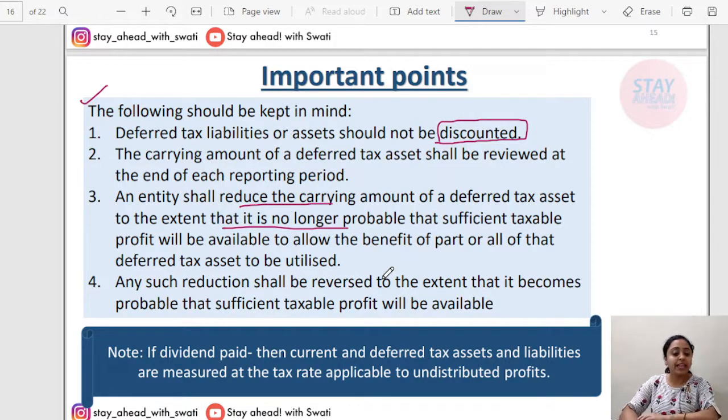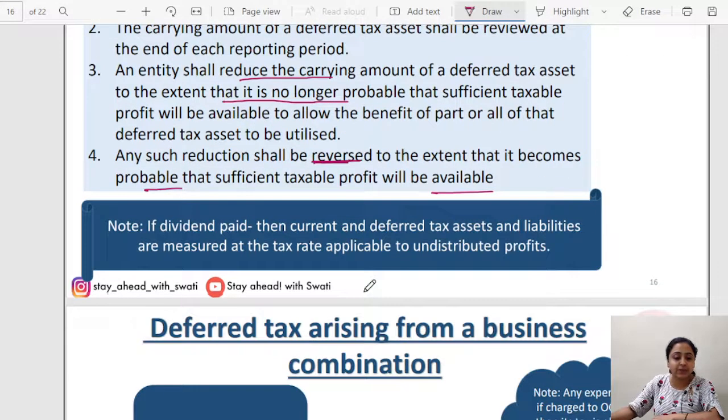Next, any such reduction shall be reversed to the extent that it becomes probable that sufficient taxable profit will be available. What was booked previously should be reversed if circumstances change.